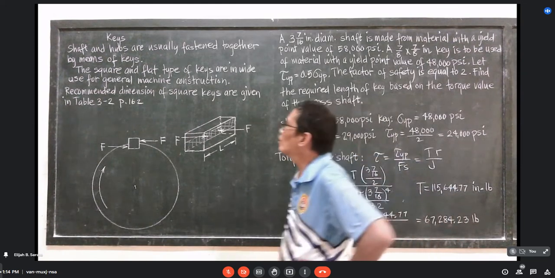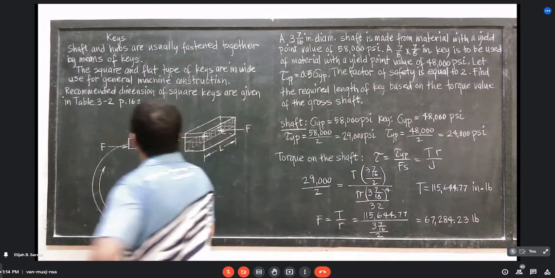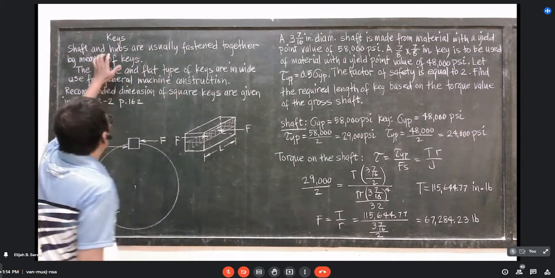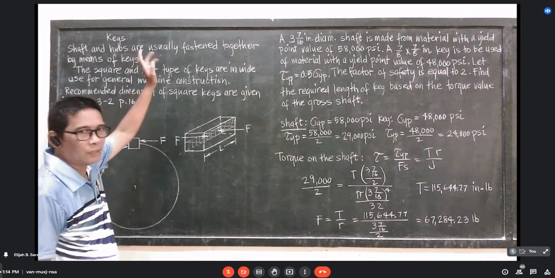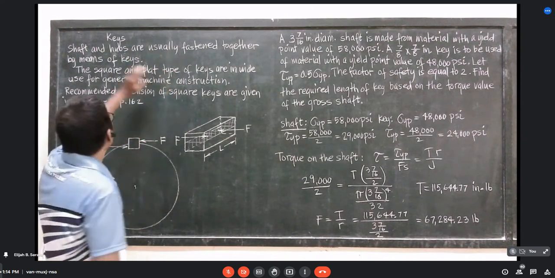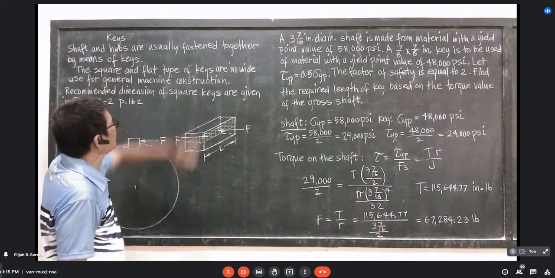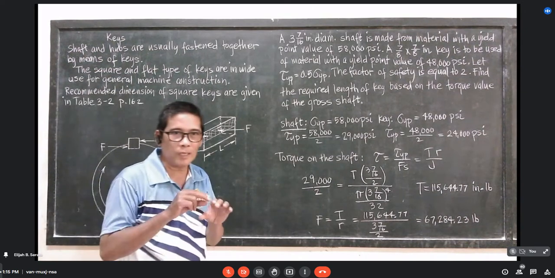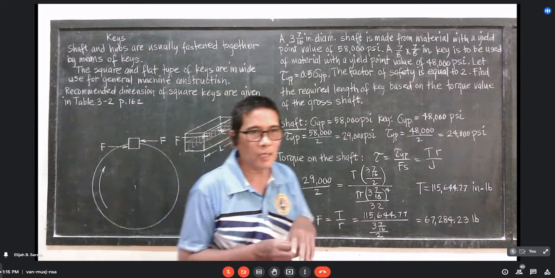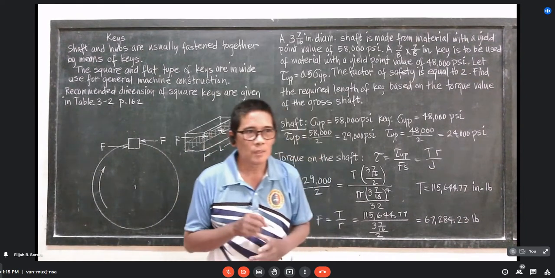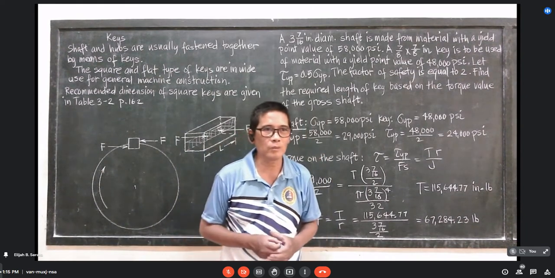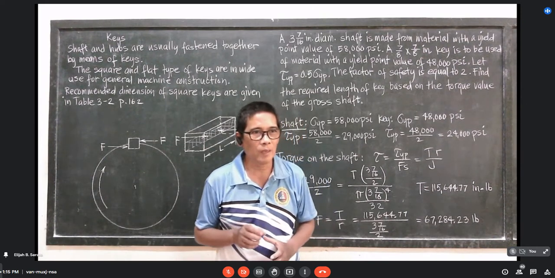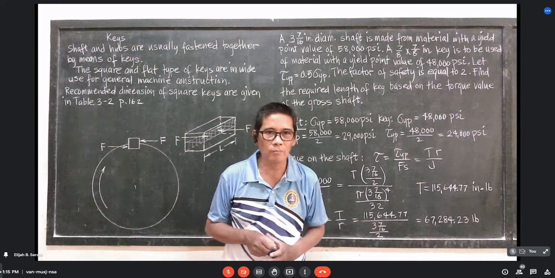Okay, so keys. The shaft and the hubs, or it could be gears, pulleys, or sprockets, are usually fastened together by means of a key. So pahuutan na to aron inigtuyok sa imong shaft, mutuyok sad ang hub, because unsa may gamit ana if you want to drive the gear, the pulley or the sprocket or the hub.